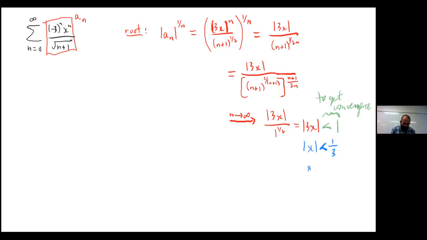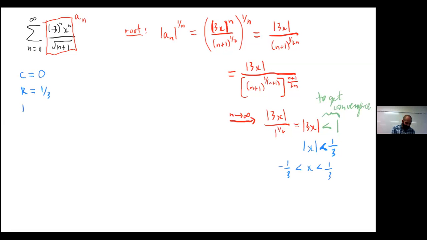So that means x is trapped between where and where? Positive and negative a third. What is the center of this, by the way? We should have been able to say this from the beginning. The center is 0, okay? What is the radius of convergence? Think about it. Look at what we just came up with. What's the radius of convergence? A third.